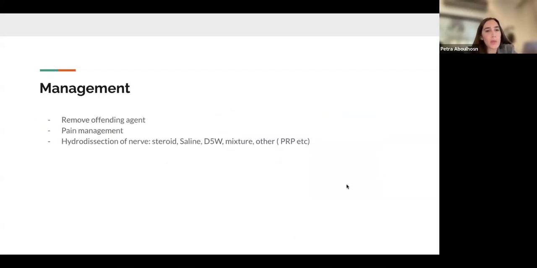Same management: we remove the offending agent, pain management, and then you can also hydrodissect the nerve. People are using many different formulations for hydrodissection. Could be steroids with saline, with lidocaine, D5 alone, or with steroid, a mixture. And many more people are trying to use PRP for nerve injuries as well.